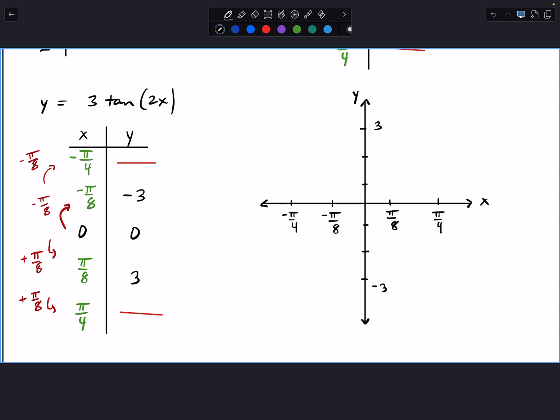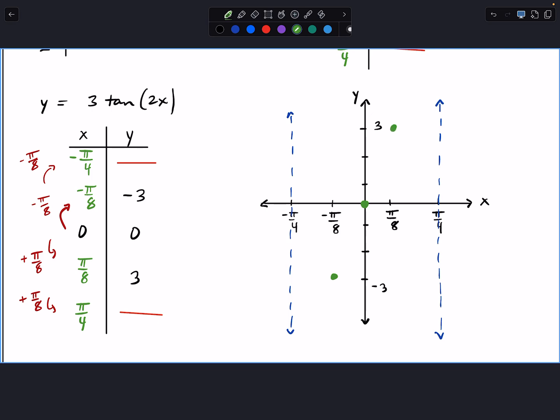All right, so let's recall from Unit 6, how do we draw our asymptotes? Using what? Little dashes, right? So your asymptotes are at negative pi over 4 and positive pi over 4. And then let's just plot the other points. So we have negative pi over 8, -3, 0, 0, and then pi over 8, comma 3.